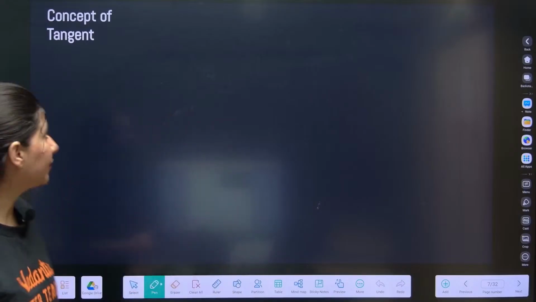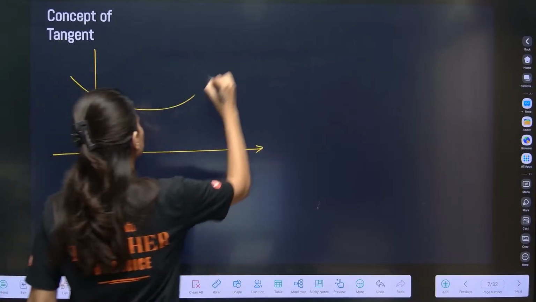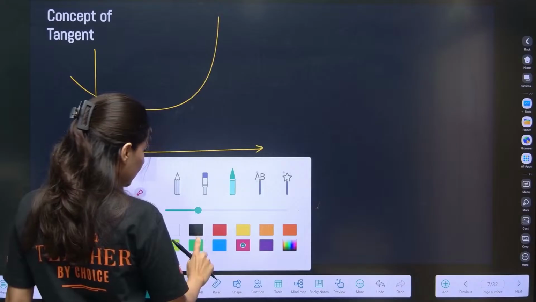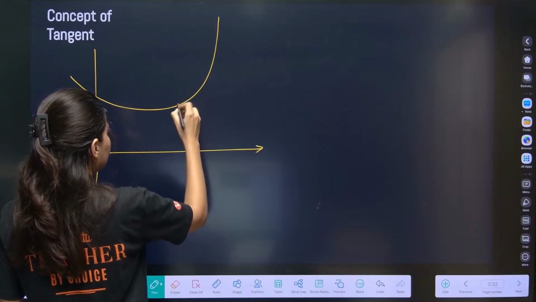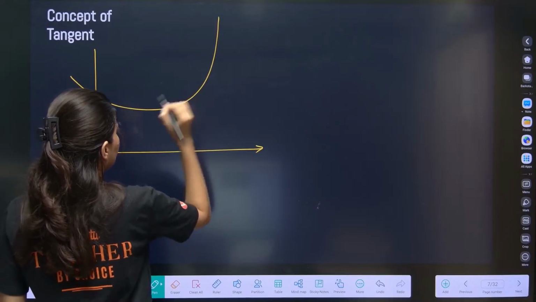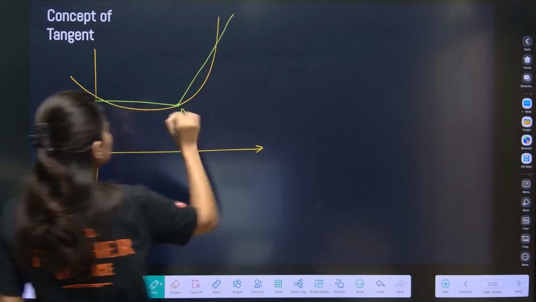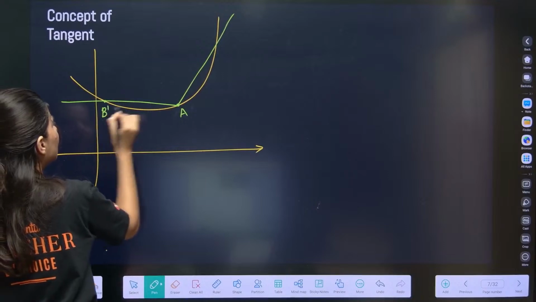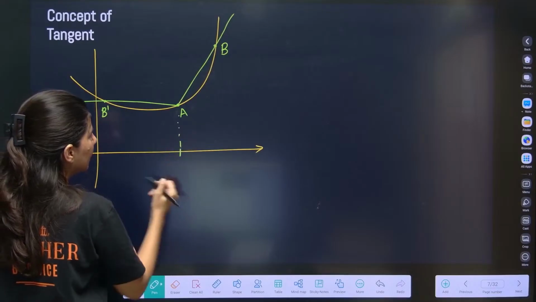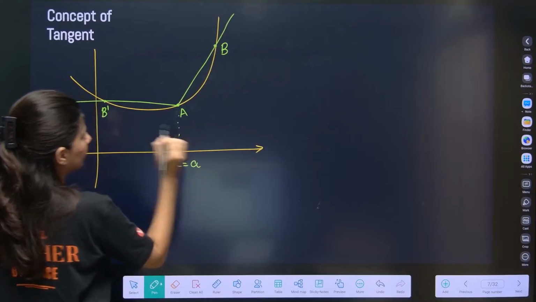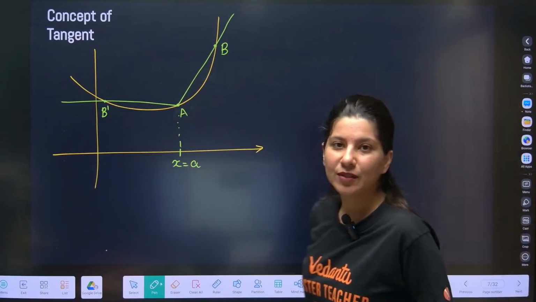So let's derive. I am going to draw a curve, and this curve has this point A. Now I want to draw two secants. Can you see two secants? This is A, this is B dash, and this is your B. This point is nothing but x is equal to a.